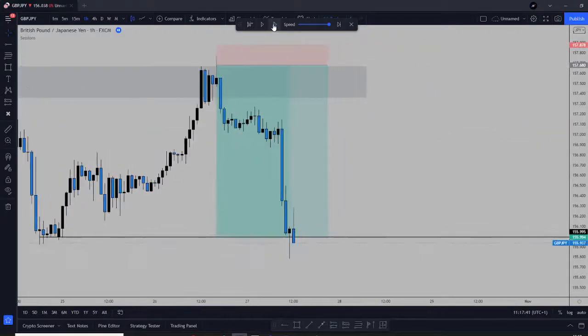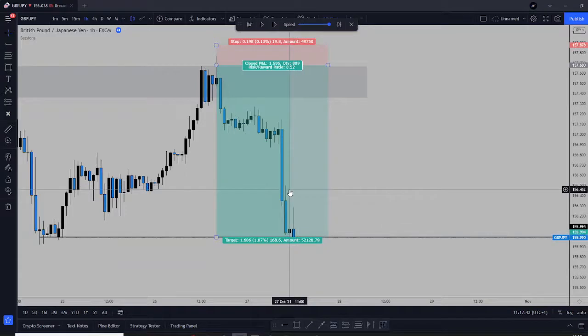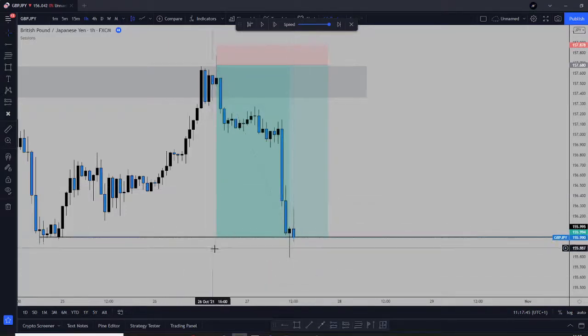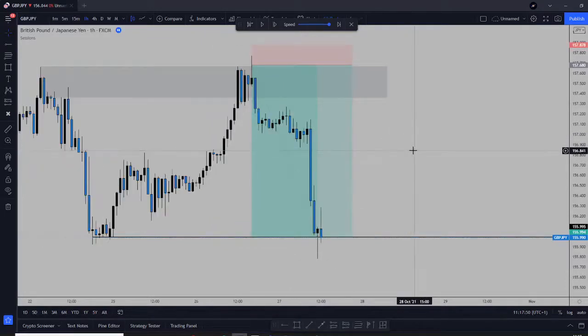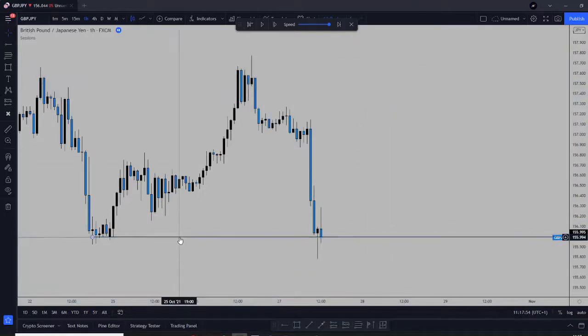Price goes a bit slower, and then it got hit at 11 o'clock the next day. So basically less than 24 hours, and you made over 8%. So this is a very, very nice trade. And yeah, guys, this is just very simple.